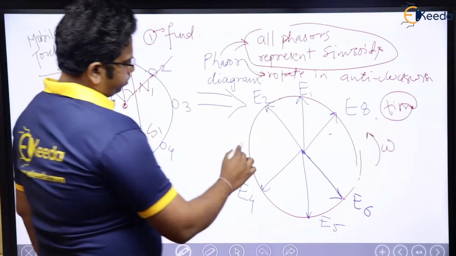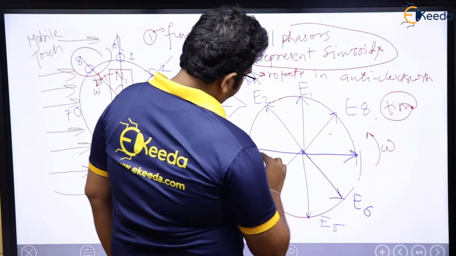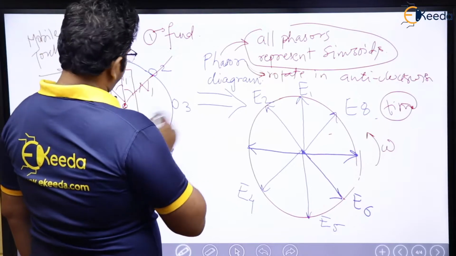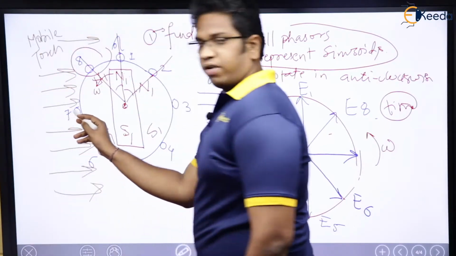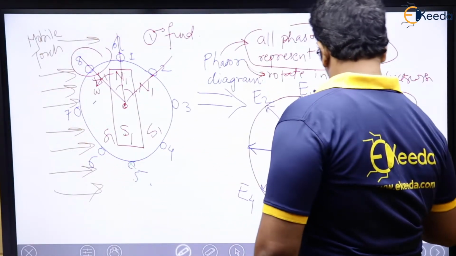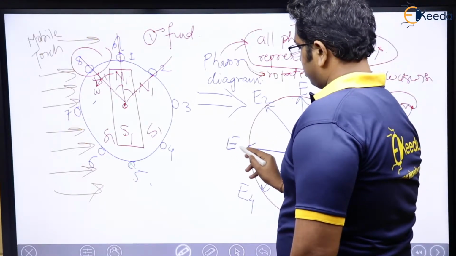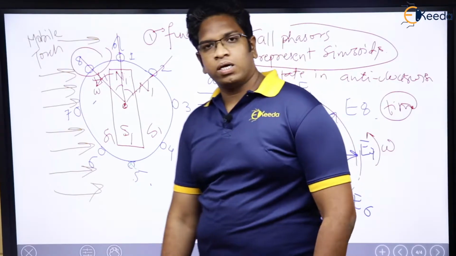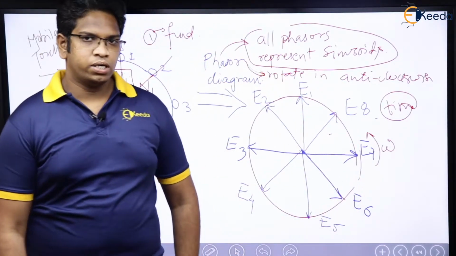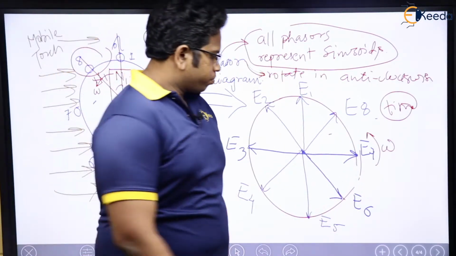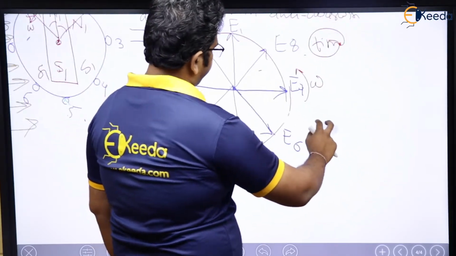Right? And here also, what is going to be there? If here we have E7, E7 will come here now towards the right, and here is going to be E3. I hope you are understanding the point. Now see here. Let me show the same.